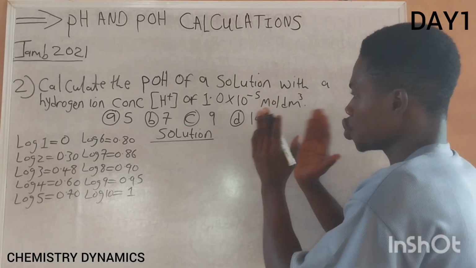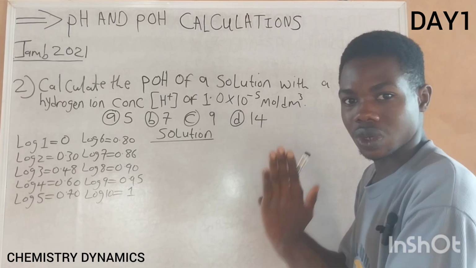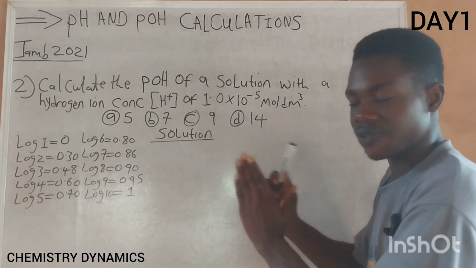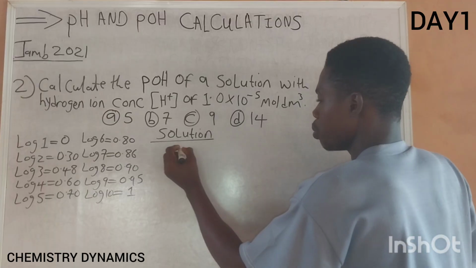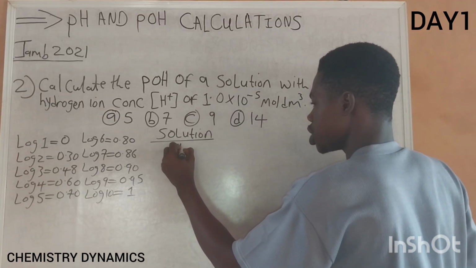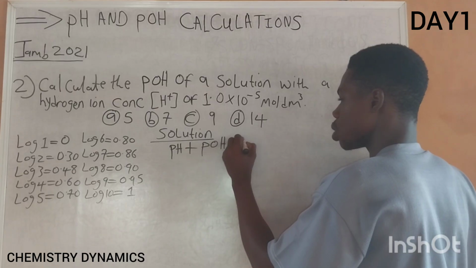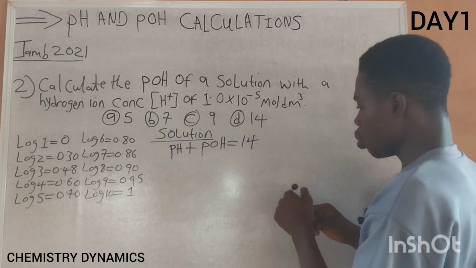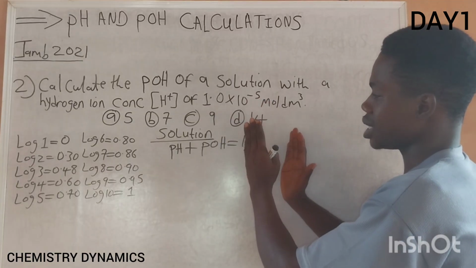Now, the formula we're going to use to solve this question will be, please take note of these formulas I'm giving to you guys. The formula for this particular question will be pH plus pOH equals 14. So this will be the major formula we will be using for this particular practice question.